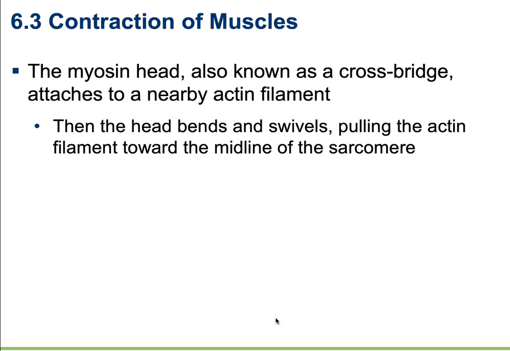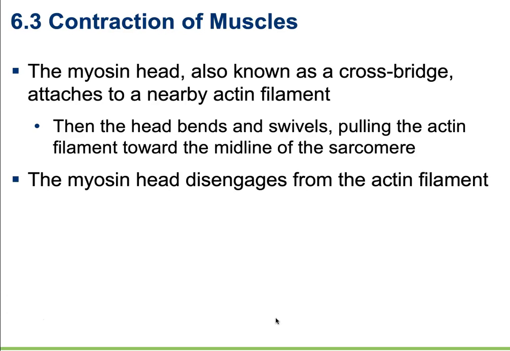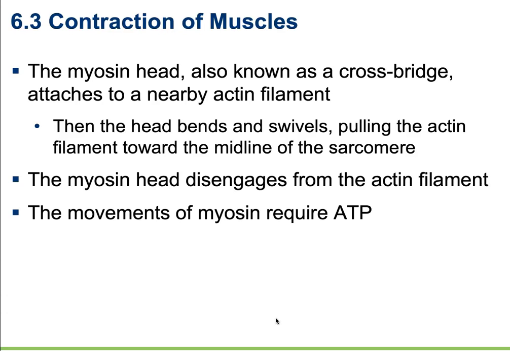As we're pulling towards the midline of the sarcomere, the myosin head is going to disengage from the actin filament and then grab again and pull, and grab and pull. It works sort of like a ratchet system, pulling those fibers a little bit at a time until it's fully contracted and then release. The movement of myosin requires ATP. Every time we grab and pull, another molecule of ATP is required. Once we've grabbed and pulled all the way towards the midline of the sarcomere, we relax. The actin filaments will slide apart, and then we begin again.